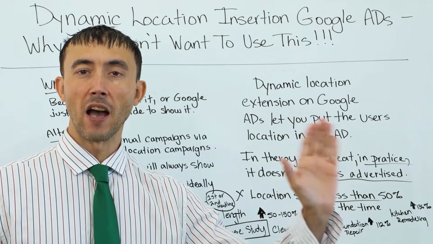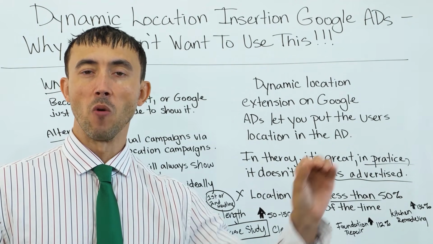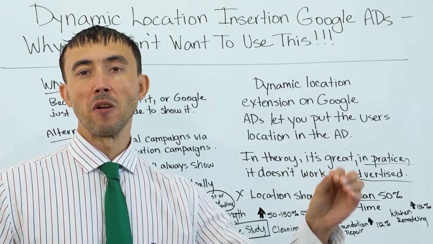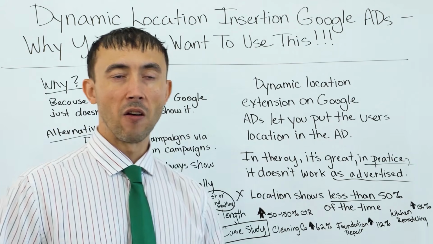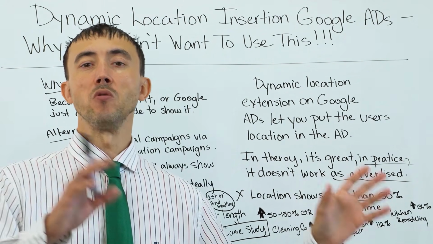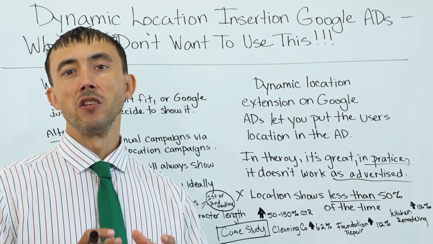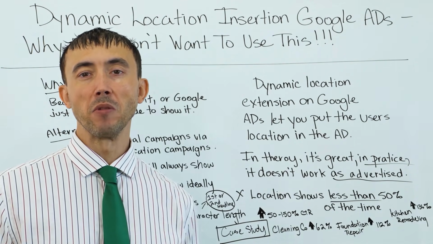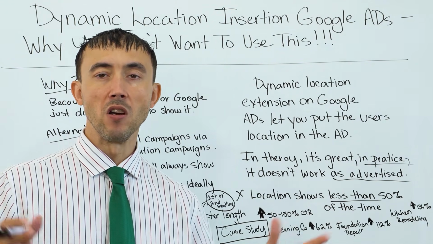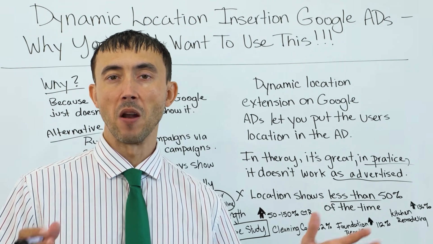And by the way, dynamic keyword insertion is the same deal. I've got videos about that, how you want to do that and don't want to do that, for the same kind of reasons I'm going to go over in regards to dynamic location extensions. So yes, you could get an improvement with dynamic location extension if you know what you're doing in terms of utilizing it, but it's going to be marginal. You're not really going to get much out of it. You're probably not even going to notice the increase in click-through rate, and even if you do, it's just a drop in the bucket compared to what you could get otherwise with an alternative method that I'm talking about here.